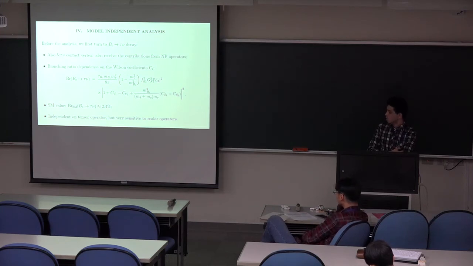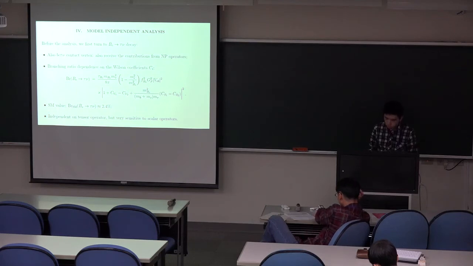scalar operators. That's because in the scalar contribution, there is no m_tau suppression. The Standard Model value is about 2.4%. But if the scalar coefficient is large, it will increase significantly. So it is important to estimate what the limit is now.